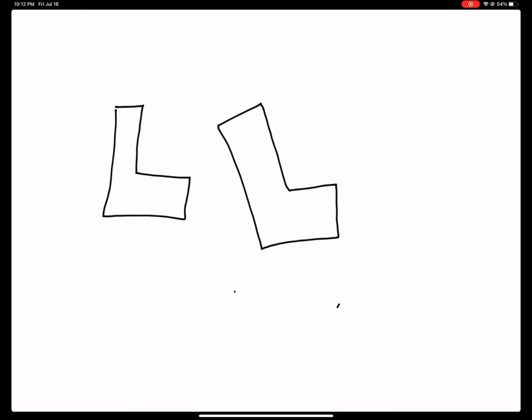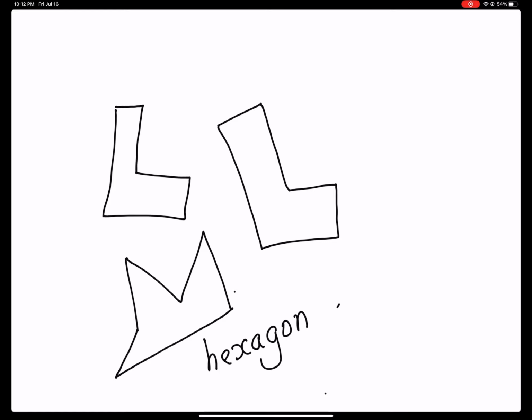What attributes do they share? All the hexagons are closed shapes. And all the hexagons have 6 sides. And all the hexagons have 6 angles. So these are the attributes that they share among all the hexagons. That means these attributes are common in all the hexagons.